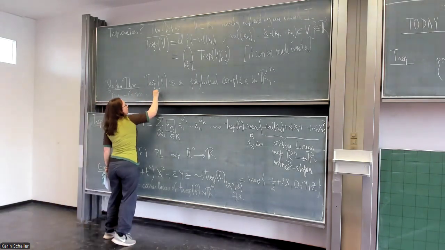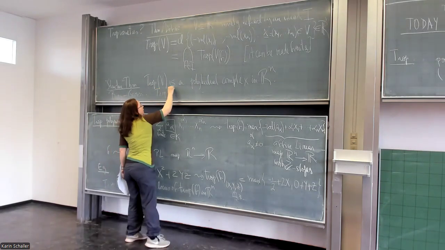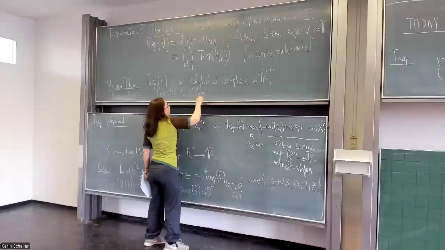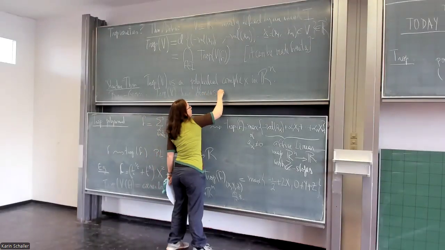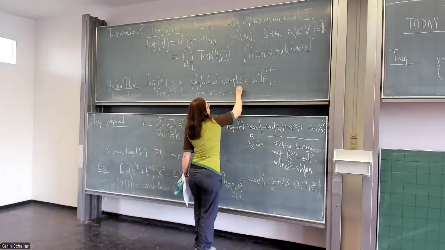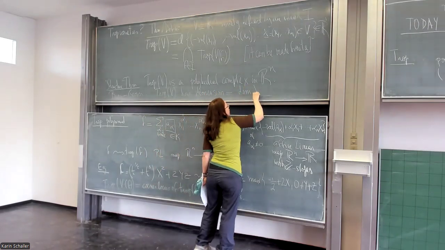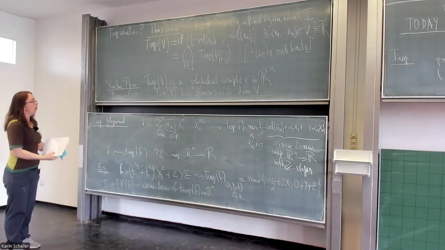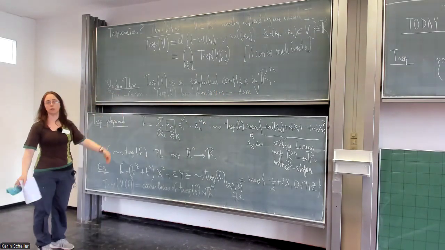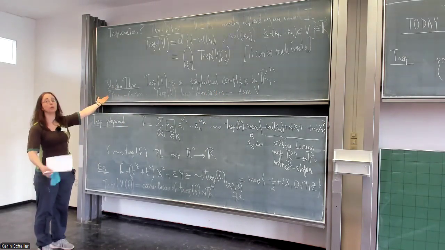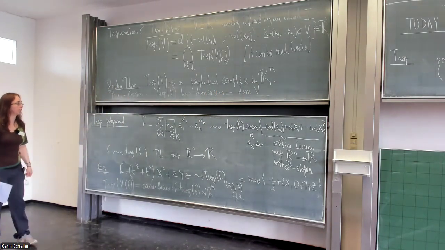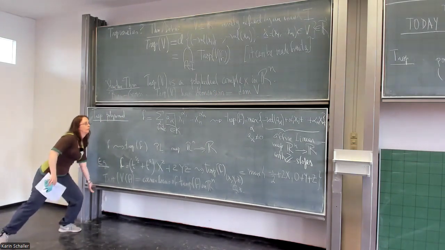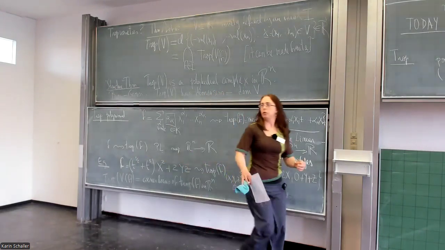They showed that trop V remembers something about the original variety. The dimension of this polyhedral complex is equal to the dimension of your variety. And furthermore, if your variety is irreducible, all the maximal cells will have exactly this dimension. It's going to be a pure polyhedral complex. Questions so far?